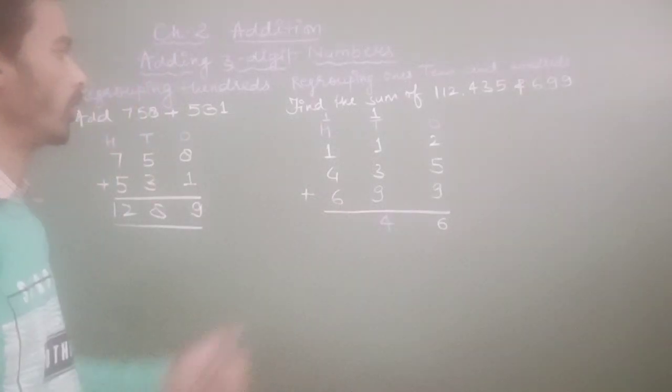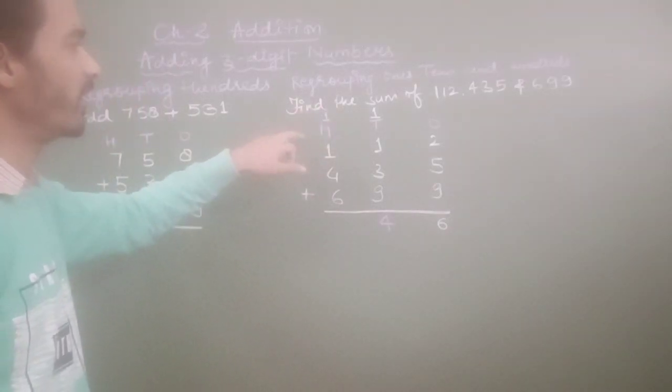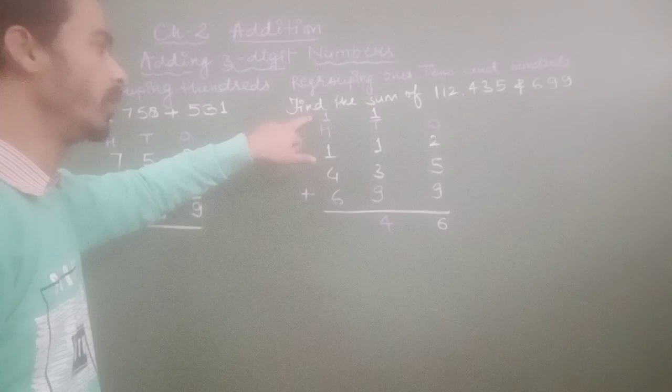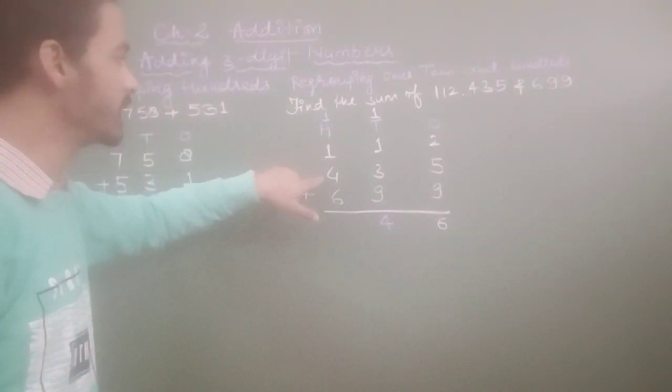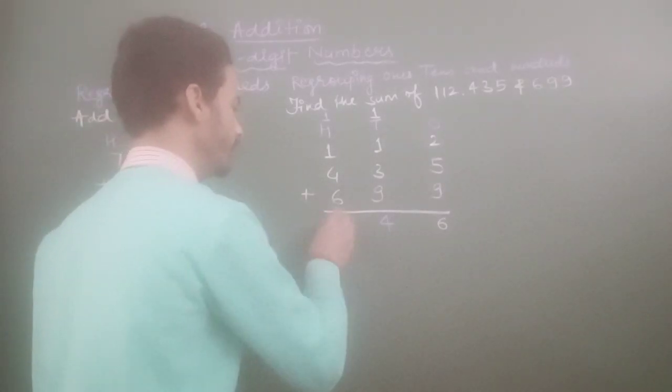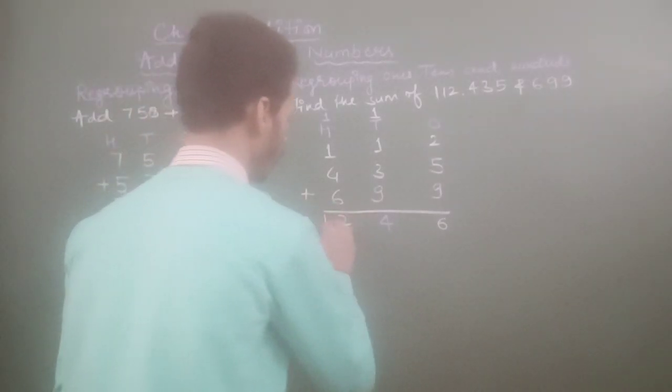Now add the hundreds and the 1 carried over from tens: 1 plus 1 plus 4 plus 6 is 12. So the answer is 1246.